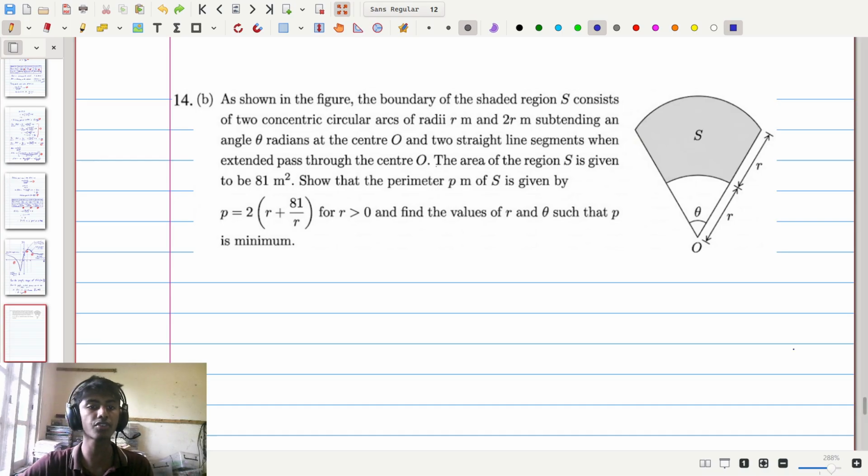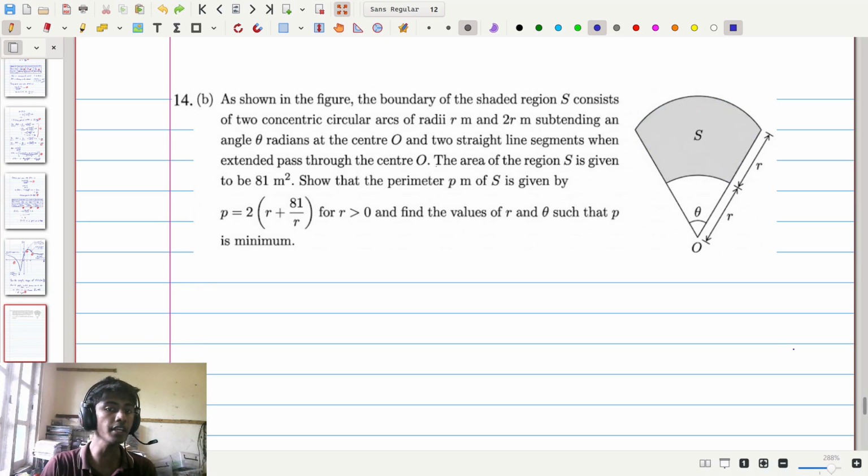The question says, as shown in the figure, the boundary of the shaded region S, which is this region right here, consists of two concentric circular arcs of radii r meters and 2r meters that are each subtending an angle of theta radians at the center O, and two straight line segments that when extended pass through the center O. So here we can see the region S is covered by this arc, and these two straight lines.